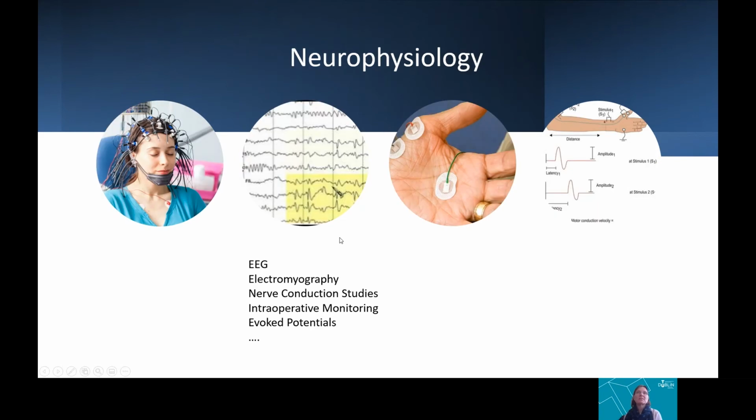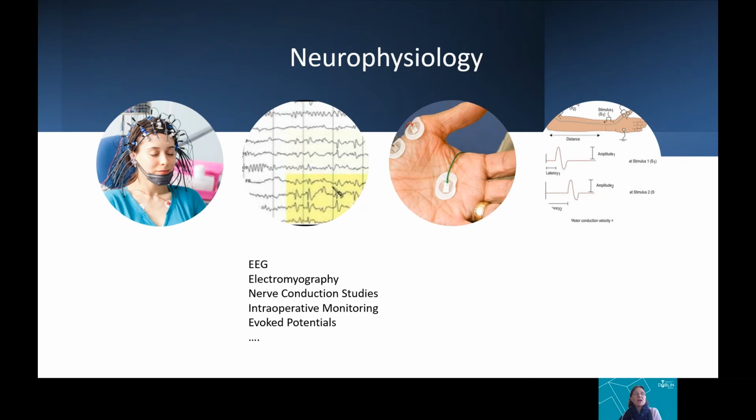Finally, the last discipline within this program is neurophysiology, and the real cornerstone of neurophysiology is the EEG, and that looks at the electrical activity of the brain. It can be used to determine the focus, for example, of somebody who is suffering from epilepsy. Neurophysiology will also look at nerve conduction studies.